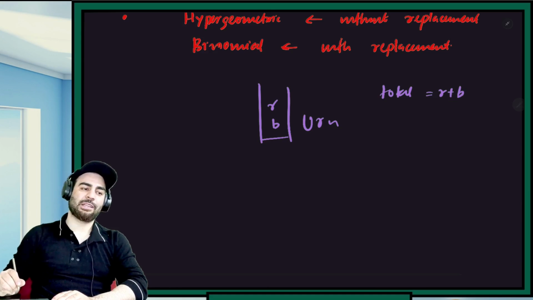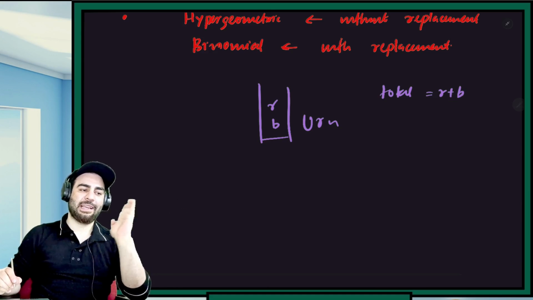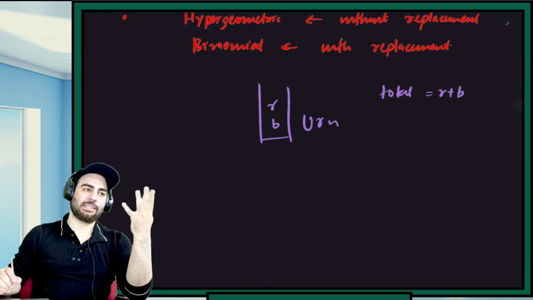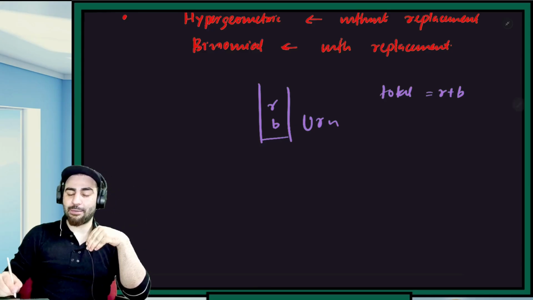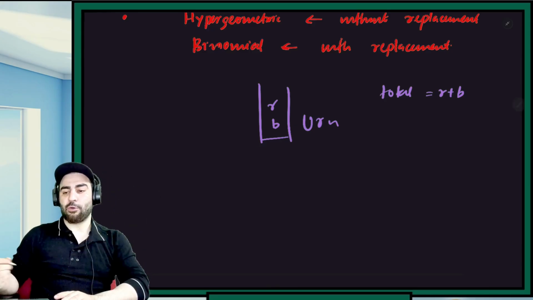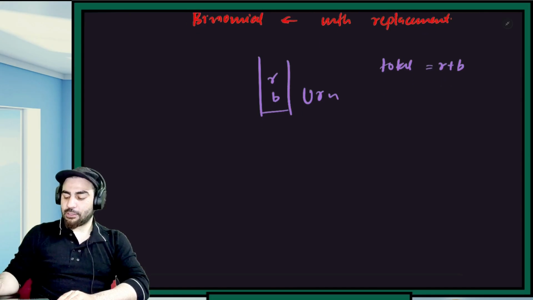It is like the problem that we saw. We had aces and non-aces: 4 aces and 48 non-aces. So you have R red balls and B blue balls, and in total R plus B balls. Let's suppose you sample n balls without replacement.